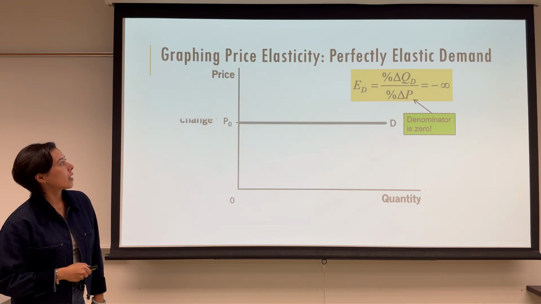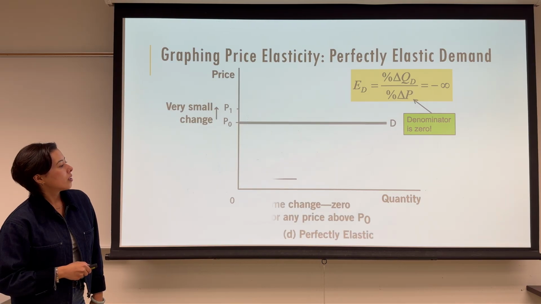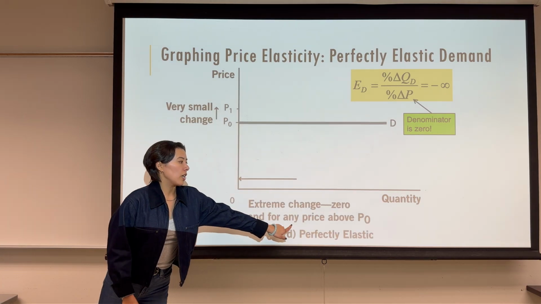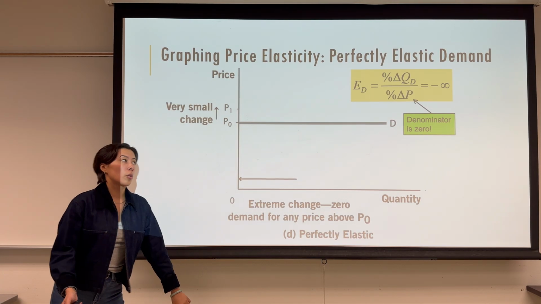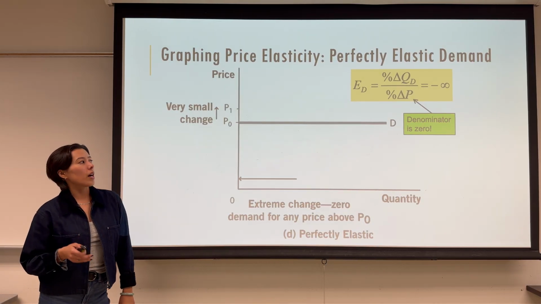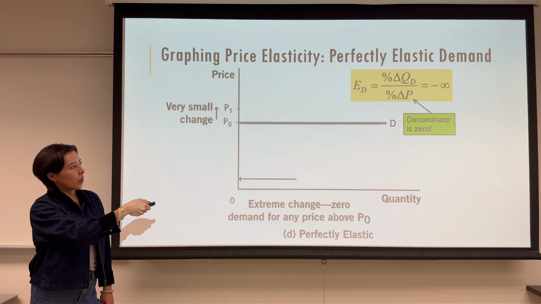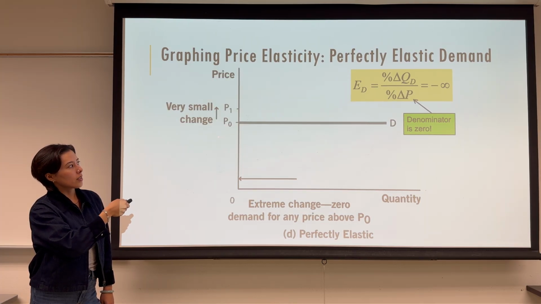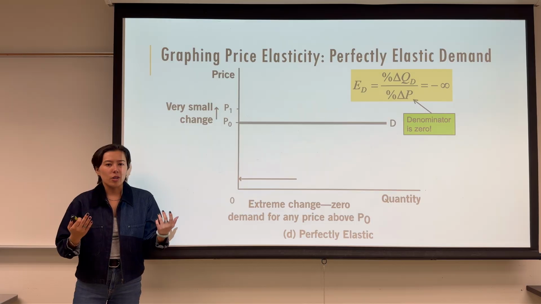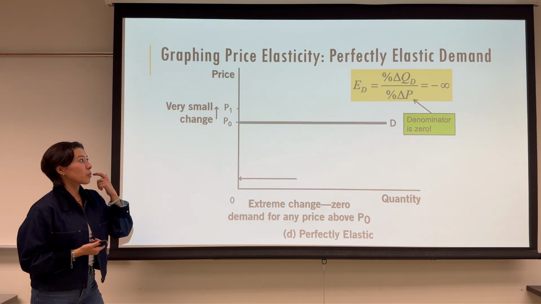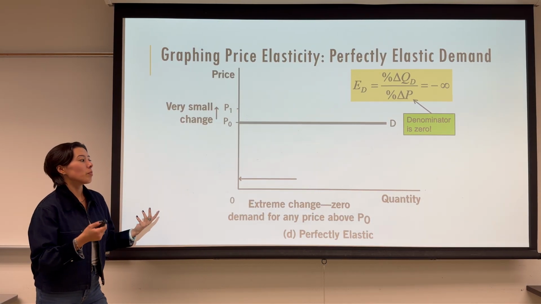So if our price changes at all, we have an extreme change. Our quantity demanded is going to jump to 0 for any price above this acceptable price of P0 where our demand curve is set.